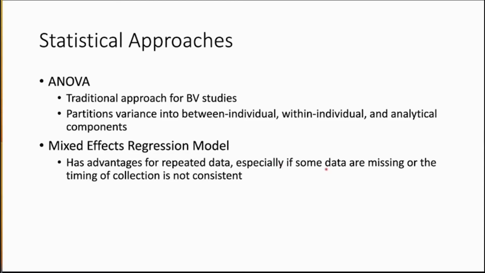So if some participants are missing data, then ANOVA tends to just drop those from any consideration at all. And if the timing of collection is not consistent across every participant in the study, then again, ANOVA tends to drop those participants, whereas mixed effects linear models can incorporate them, just knowing what the actual time is when the samples were collected.